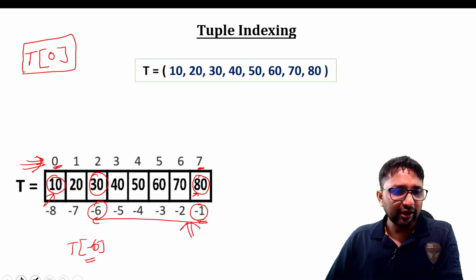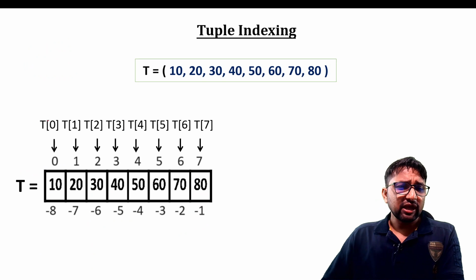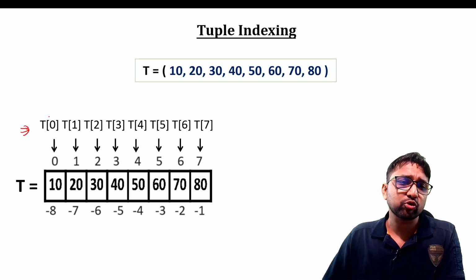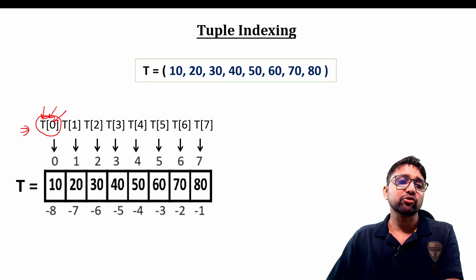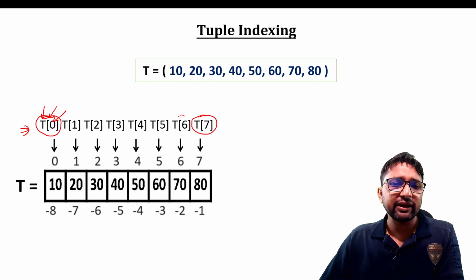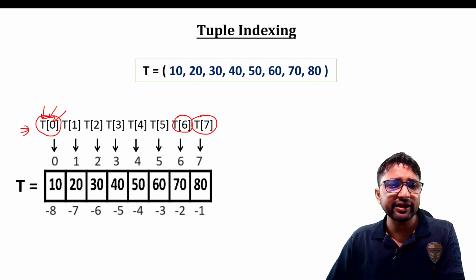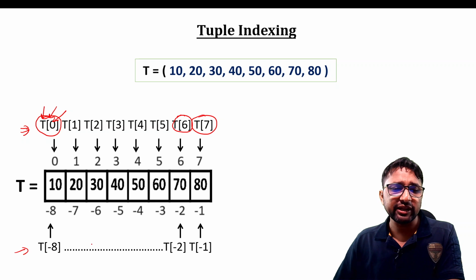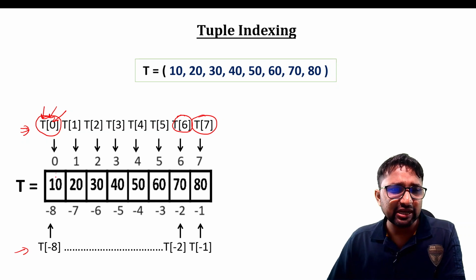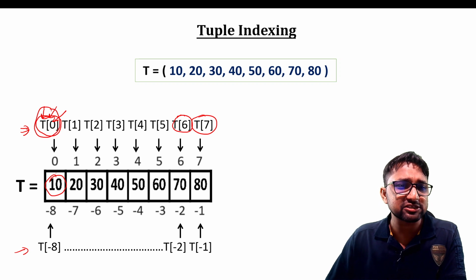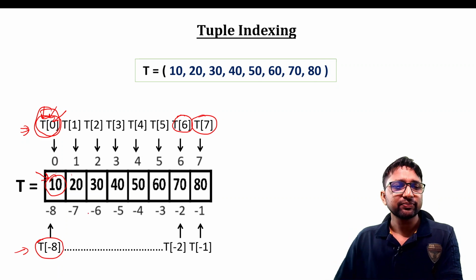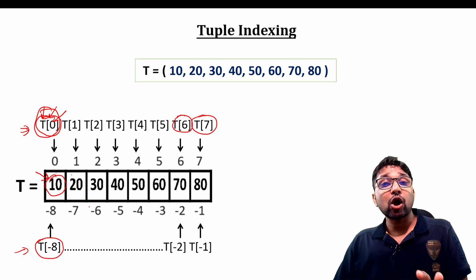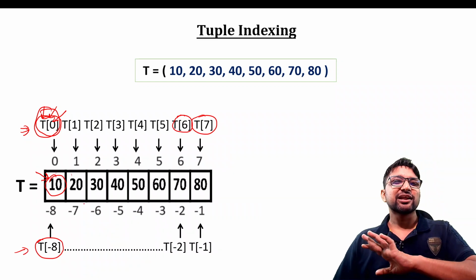Okay, let me erase this screen. This shows how you can access the elements. If you want to access the 0th element, you just write the tuple name, and in the square braces you write the index of the element you want to access. This is the positive index you are using, and here you are using the negative indexing. If you want to access this element, you can write T0 or T -8. Both will access this element 10. So Python allows positive as well as negative indexing in tuples.